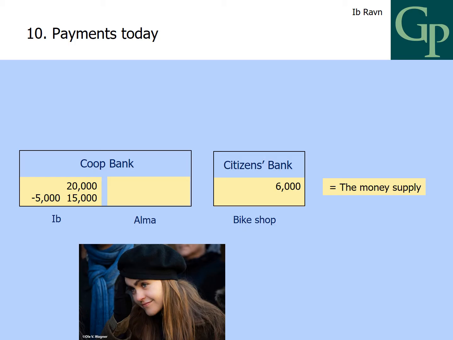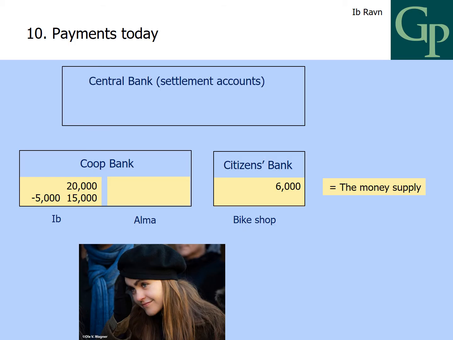Well, there's a clever system for that involves the central bank. All banks have a so-called settlement account with the central bank, and each has some numbers in it. When I pay for the bike, 4 steps are involved. First, 5,000 kroner is subtracted from my account as before.